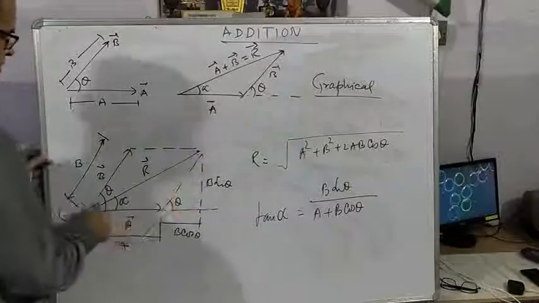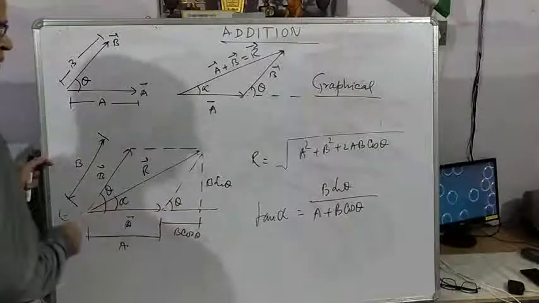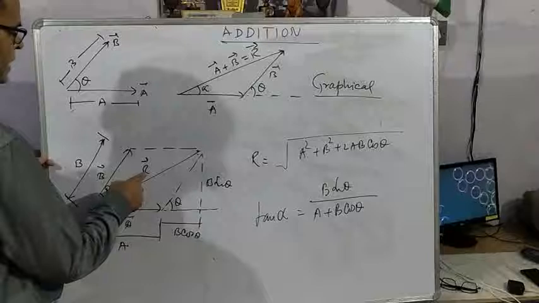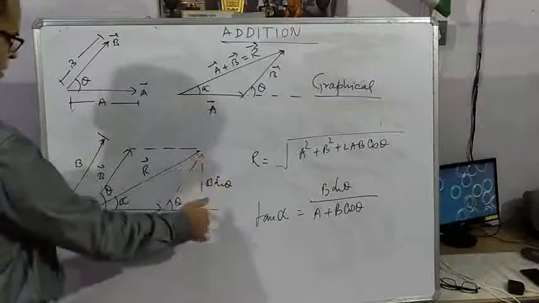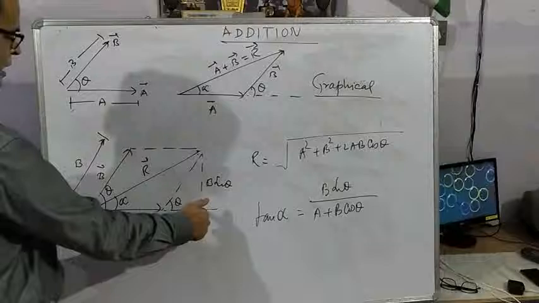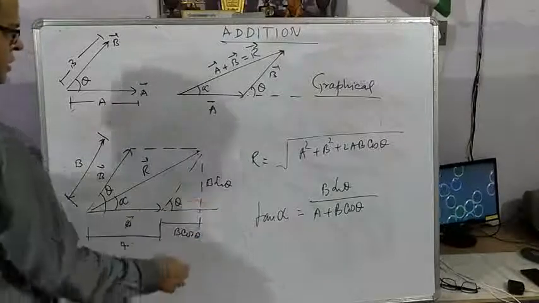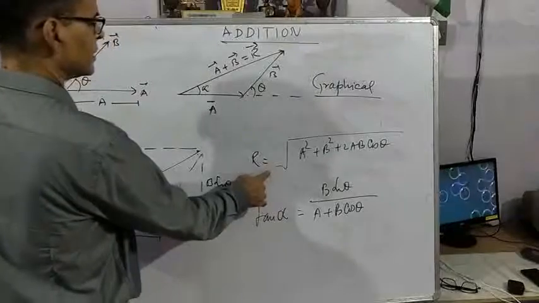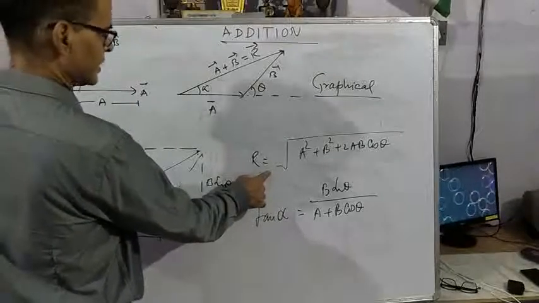It is a right angle triangle. In this right angle triangle, we can write R square is equal to B sin theta square plus A plus B cos theta square. Solving this, you get this result. So this is the resultant of two vectors by the analytical method.